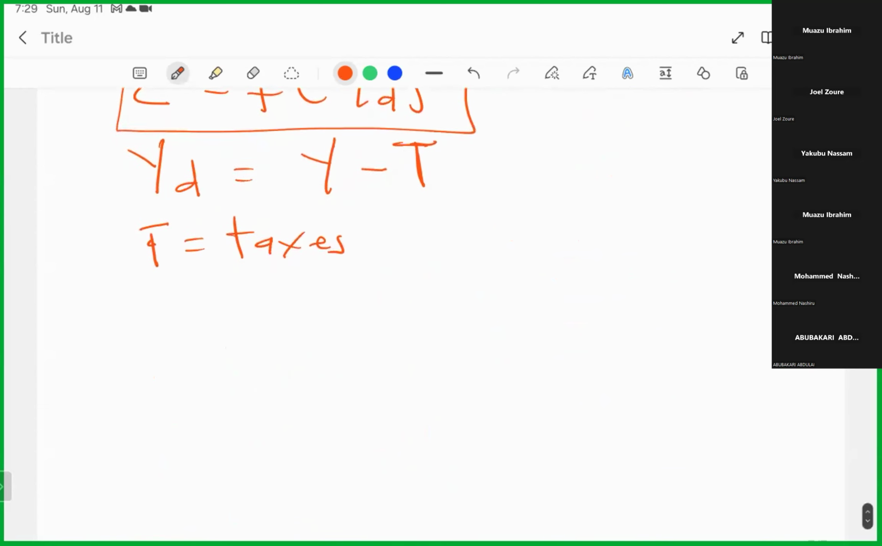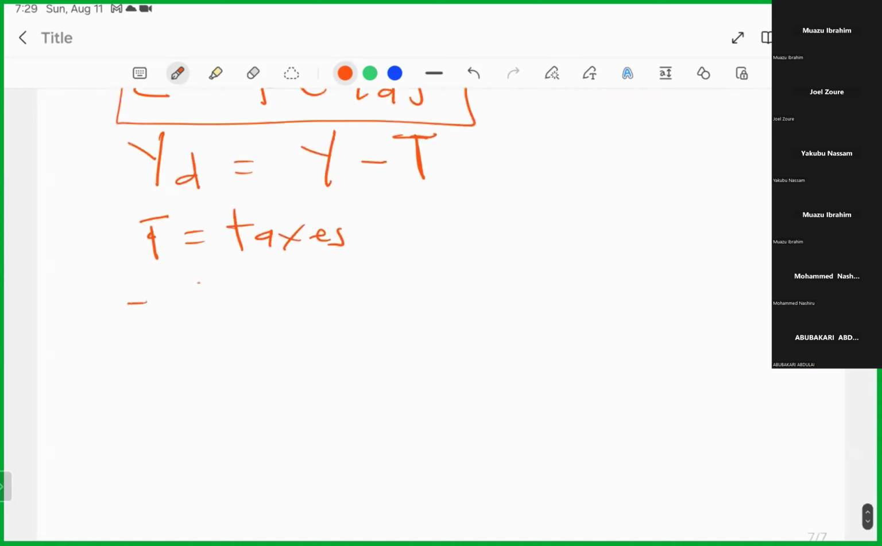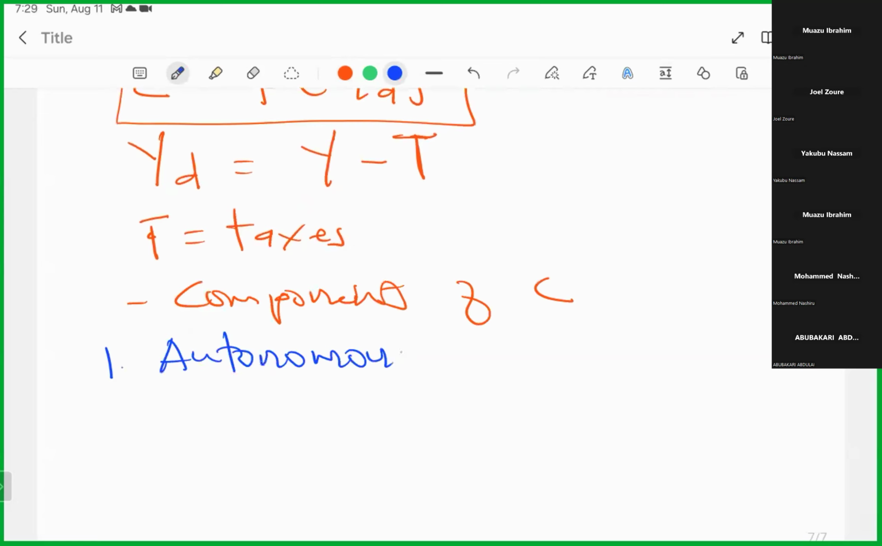You should also know that the consumption that you will make depends on the marginal propensity to consume. So now let's look at the components of consumption. Components of C. Now we have two components. The first one, we have the autonomous consumption.